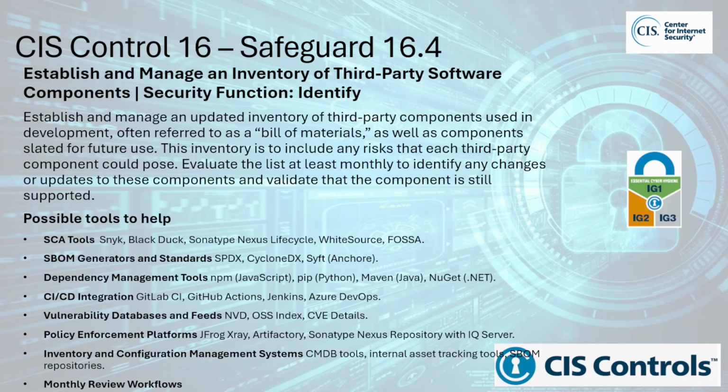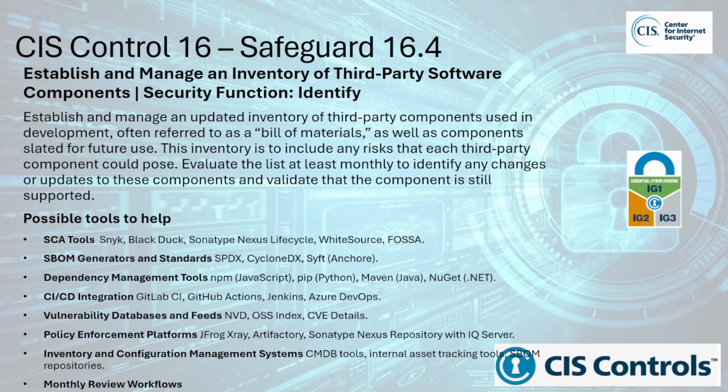Comes under the Identify Security function and is within Implementation Group 2. The safeguard requires organizations to create and maintain an inventory of all third-party software components used during application development. This list, often called a Software Bill of Materials or SBOM, should include both current and planned components and must document any associated security risks, such as known vulnerabilities or end-of-life status. The inventory should be reviewed regularly, at least monthly, used to verify components are still supported and maintained, and integrated into the development and procurement process.